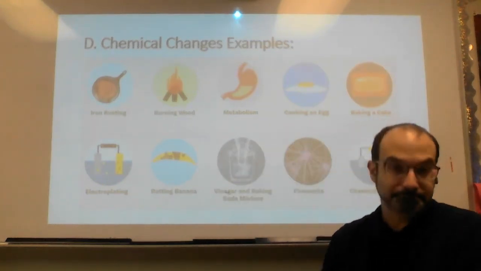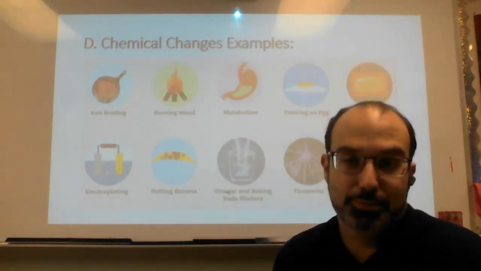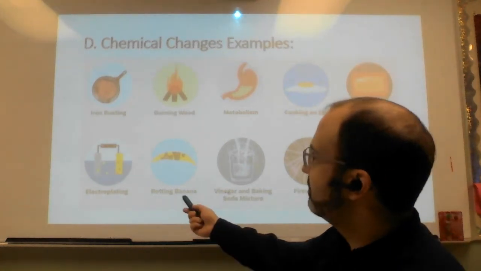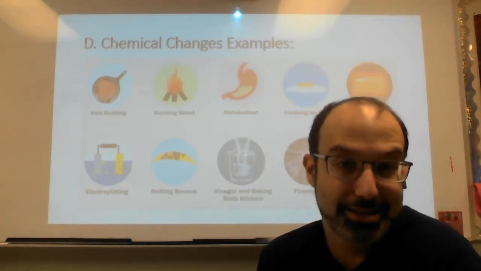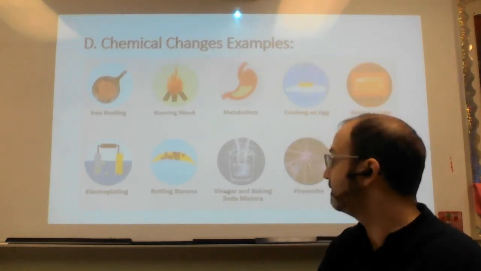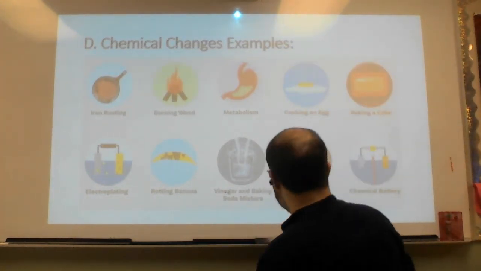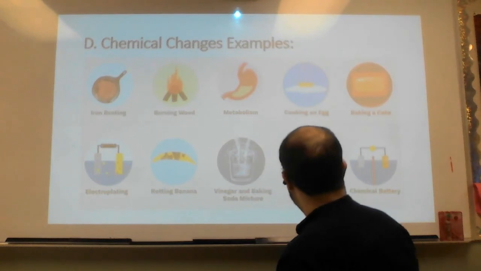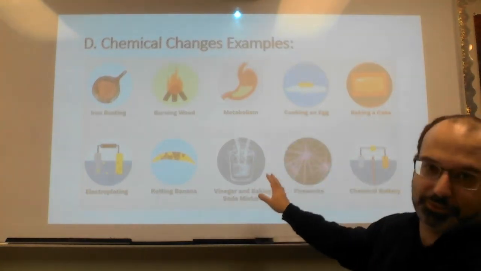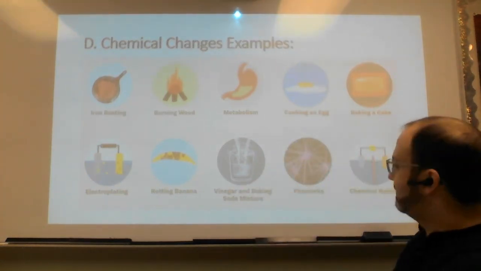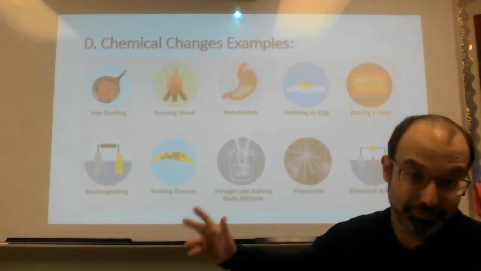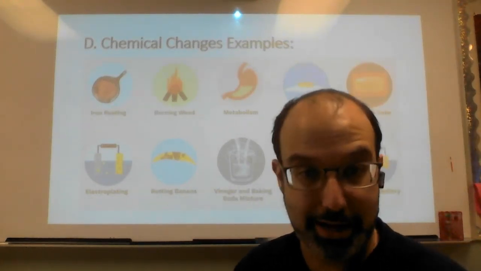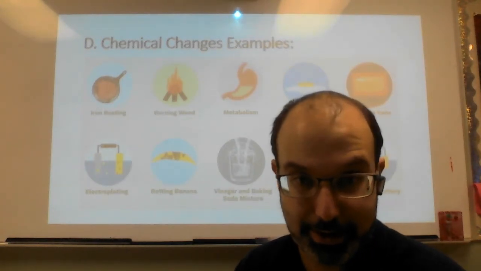Rotting a banana, that's something decaying. To be honest, a banana rotting is very similar to metabolism. It's just the metabolism done by things that are so small we can't see them, right? Like little bacteria and stuff. Vinegar and baking soda mixed together, that's an acid-base reaction. Fireworks, best type of chemistry because it burns and changes color. That is obviously going to be chemistry. And then a chemical battery, which is very important, right? All of our cell phones rely on that. Without a chemical battery, we're not getting anywhere.